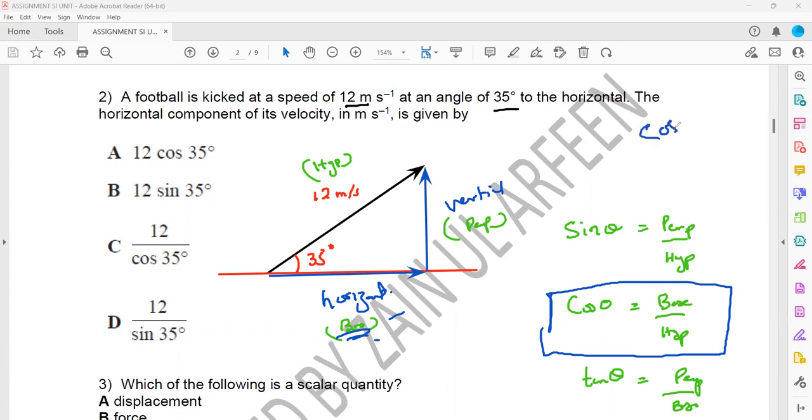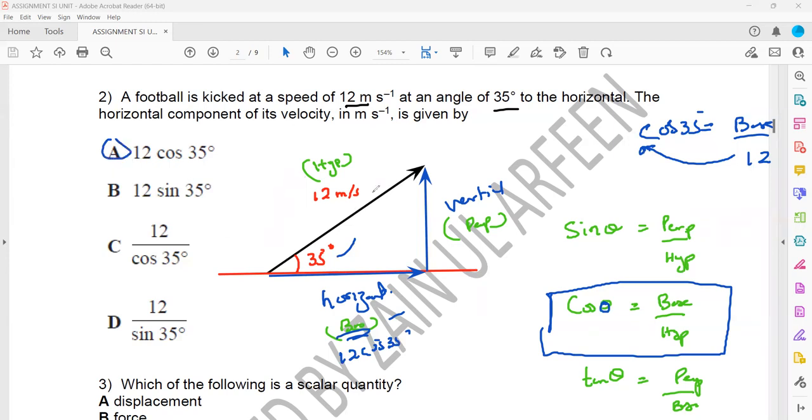So we have the formula cos theta is equal to base divided by hypotenuse, which is 12. And the theta is an angle. So what angle is it making? 35. So we'll put 35 here. So cos 35 is equal to base divided by 12, because cos theta is equal to base divided by hypotenuse. 12 is divided, other side will be multiplied. So when we multiply, the horizontal component will be 12 cos 35. That's why A will be the right answer.